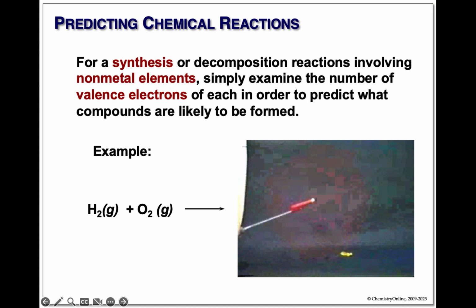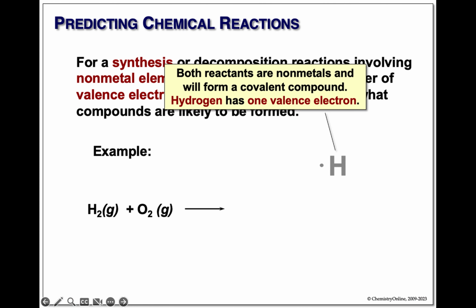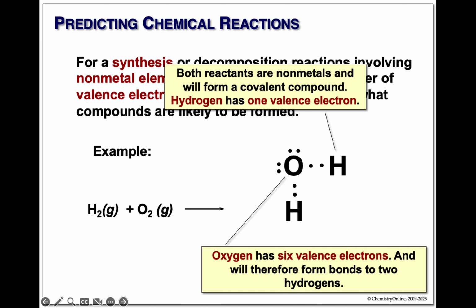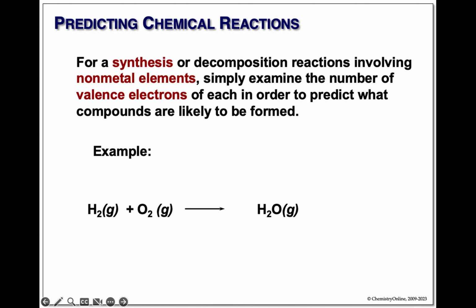Hydrogen has one valence electron. Oxygen is group 6, so it has 6 valence electrons. We put them in as 2, 2, and 1, 1. Our predicted product is therefore going to pair up these guys and simply be water. Any questions? Nonmetals, you see how many valence electrons. Metals, you do charges.